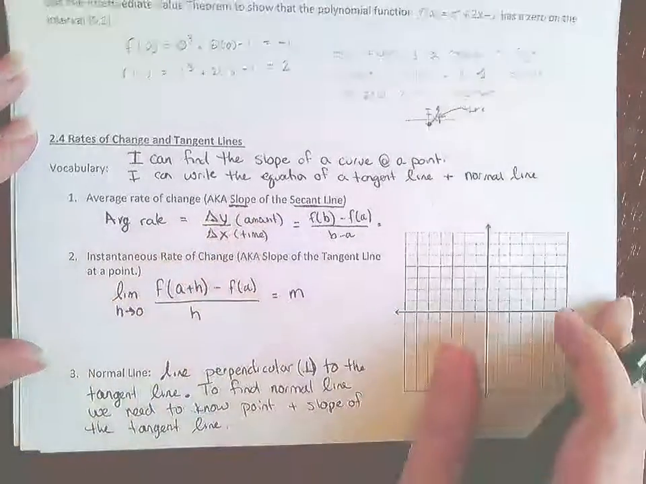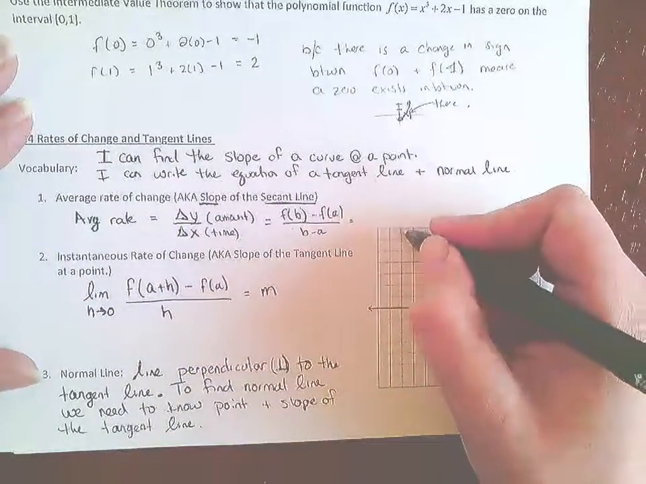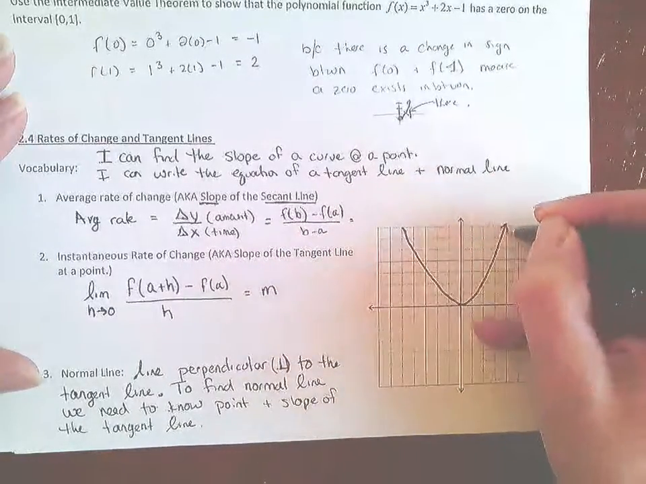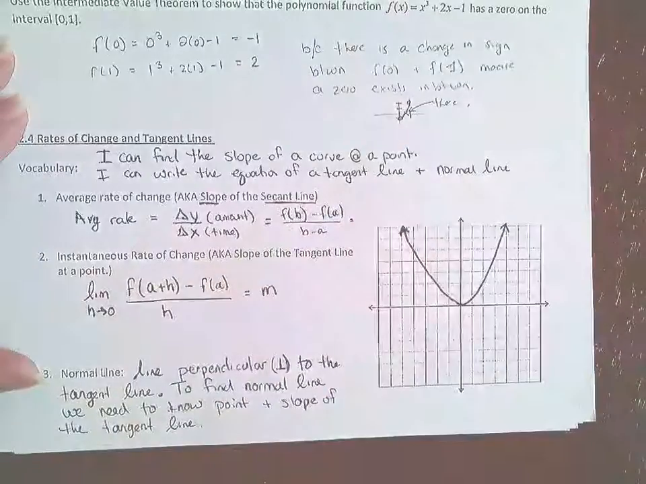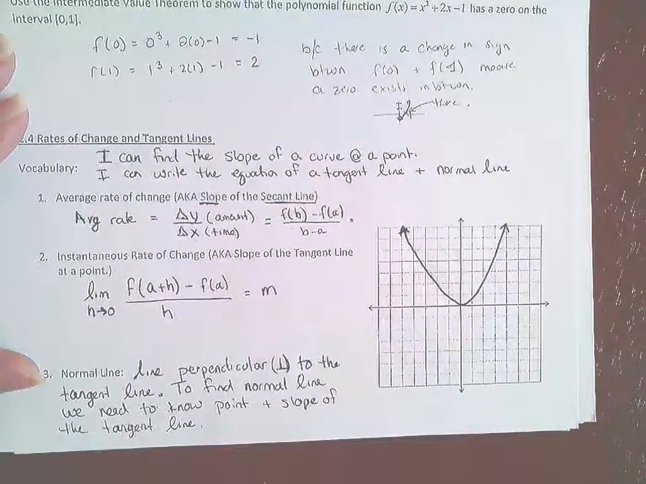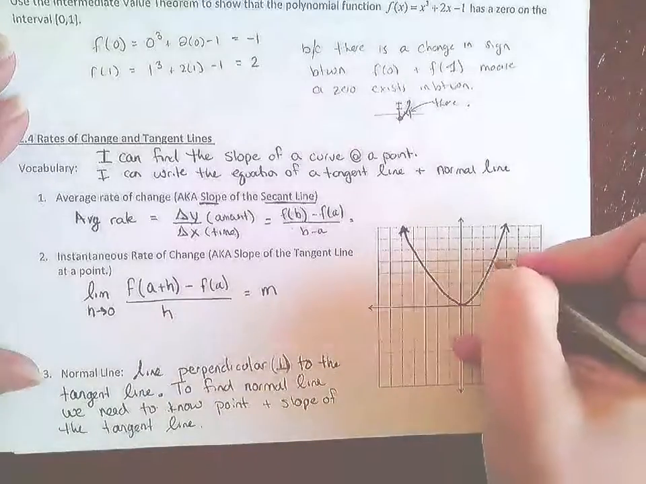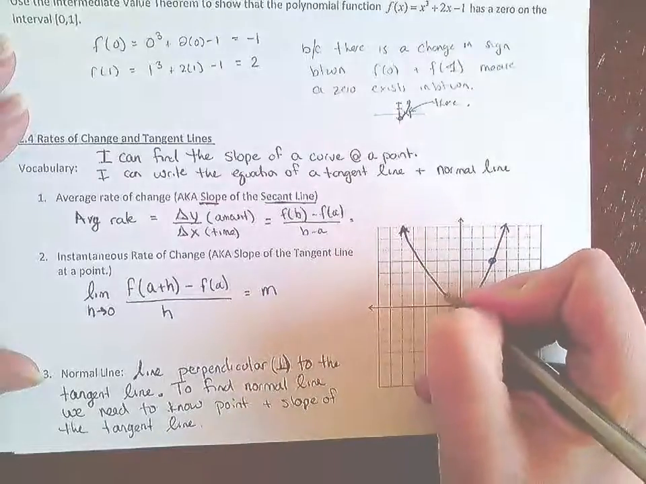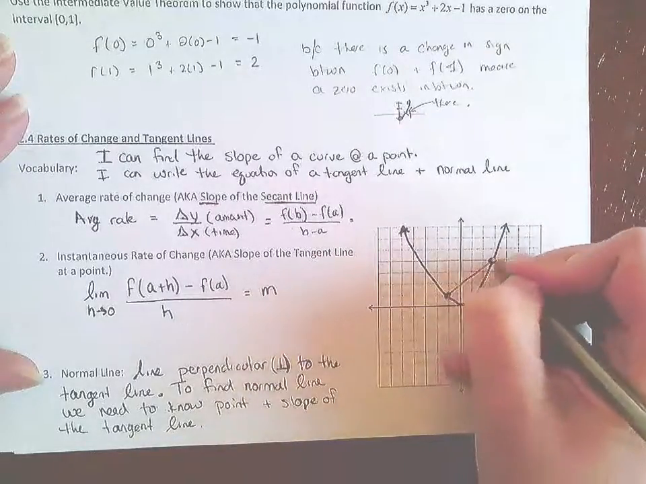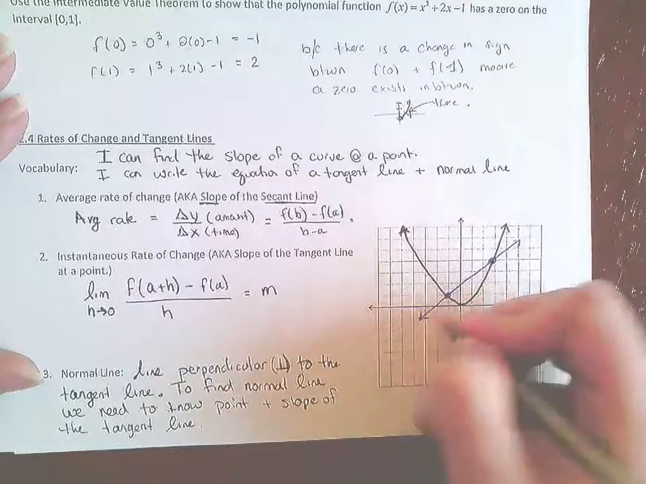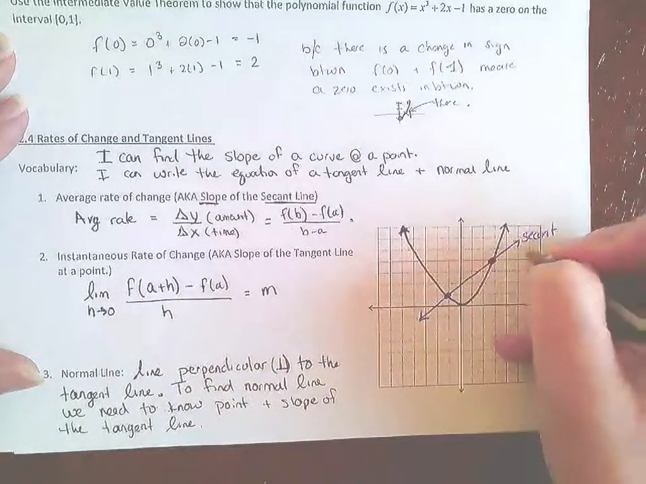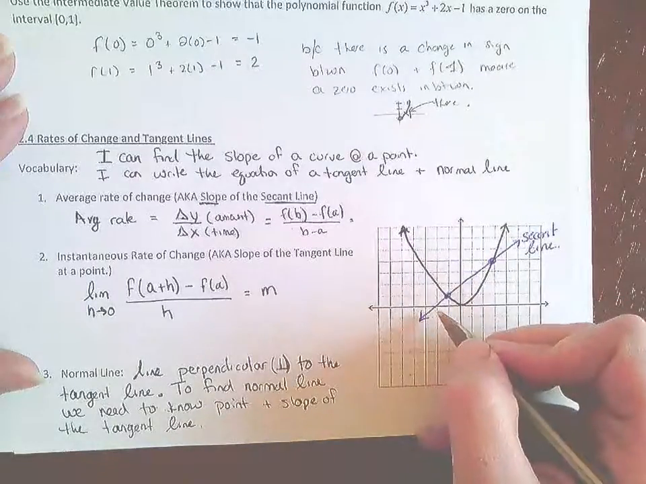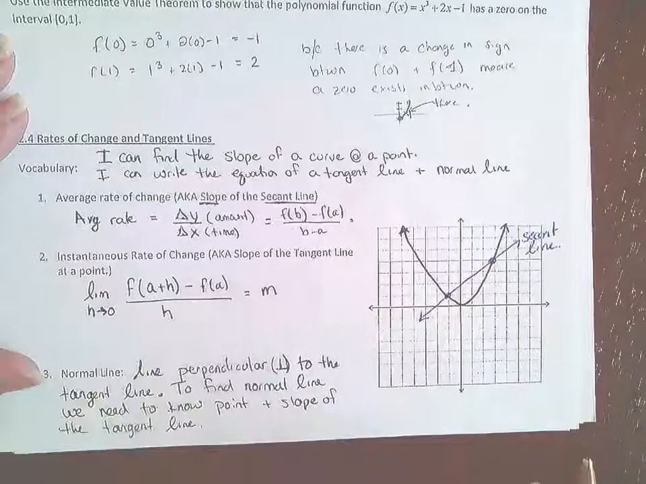Now, the average rate of change is also known as the slope of the secant line. So if we have a curve, I'm just going to draw a parabola. The secant line is basically pick 2 points on the parabola, and it is the line that intersects those 2 points. So this is called the secant line. Now the slope of this line is the average rate of change.